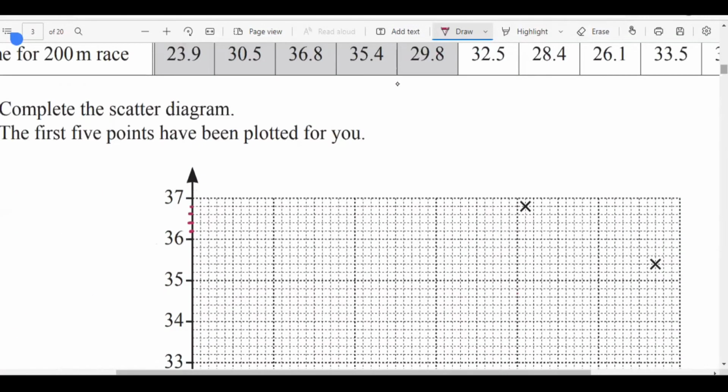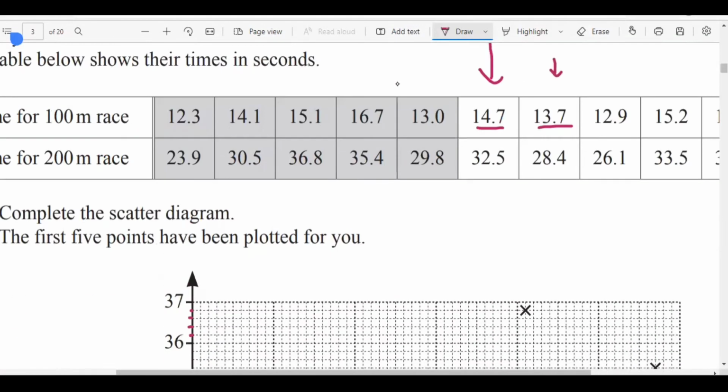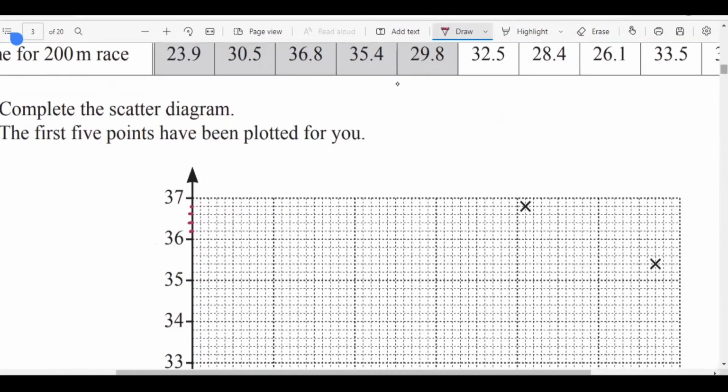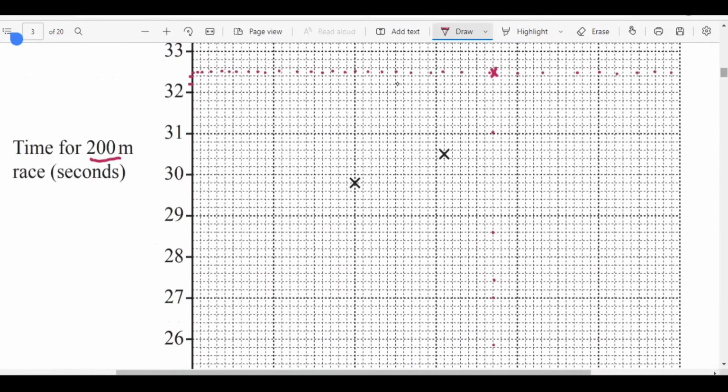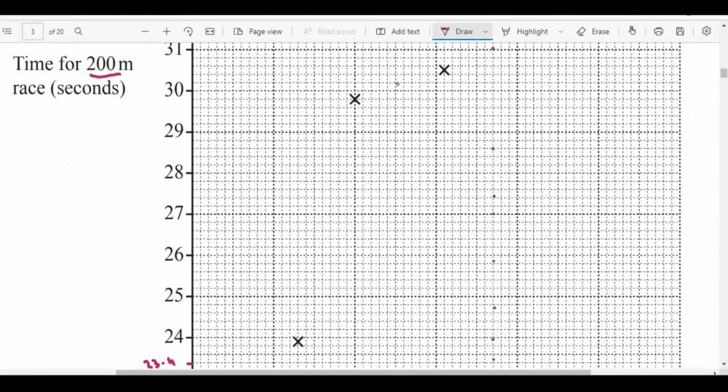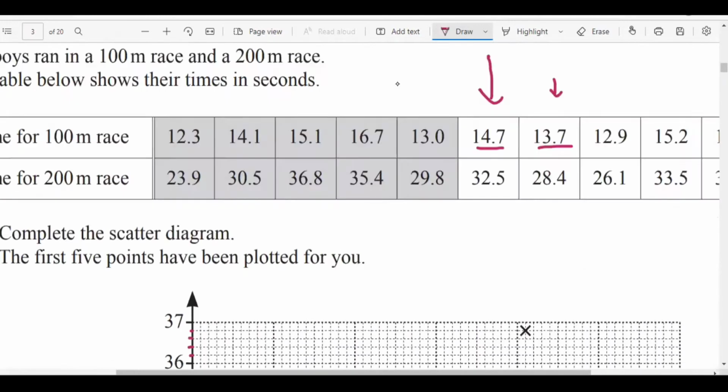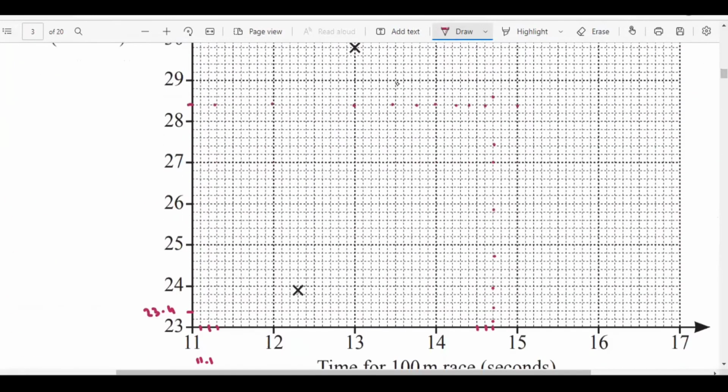I'll make a cross. And then we have 13.7 and 28.4. 28.4 on the 200 meters, so it would be this one. All right, this is the line. And then we have 13.7. All right, this is going to be the cross. Right now, I'll rub out these extra dots, which I made for my convenience. And this way you can make all the points.